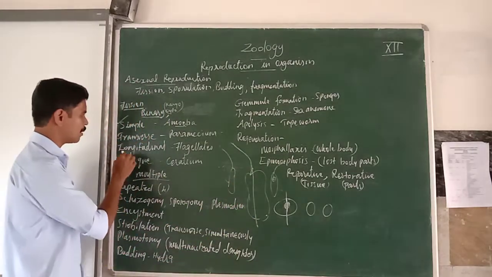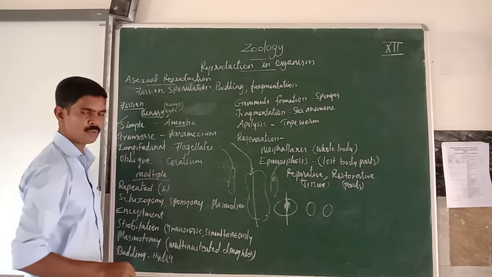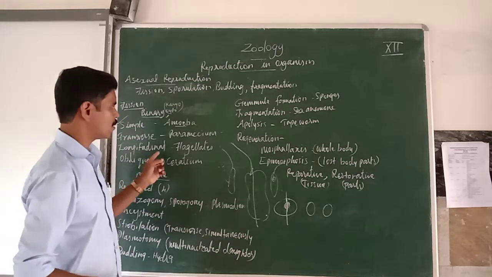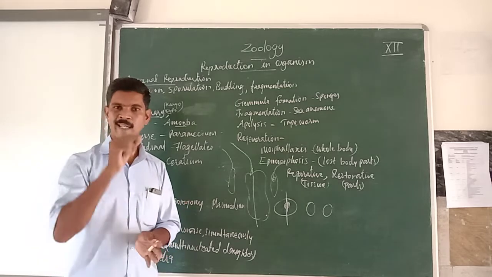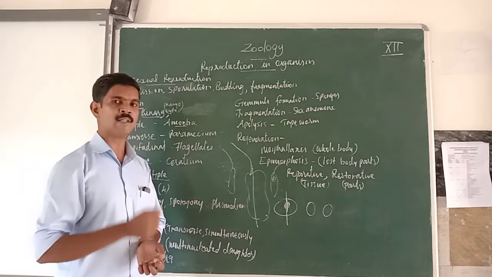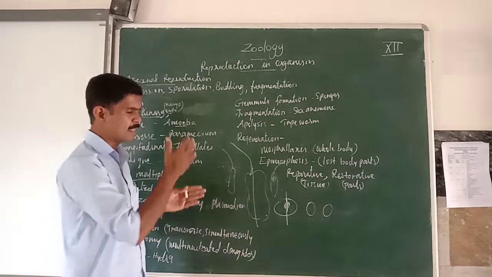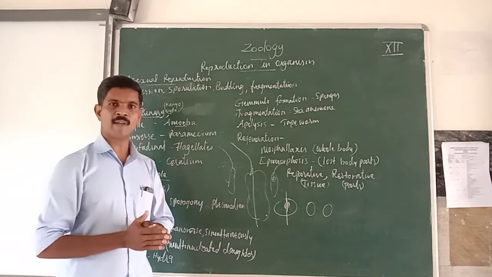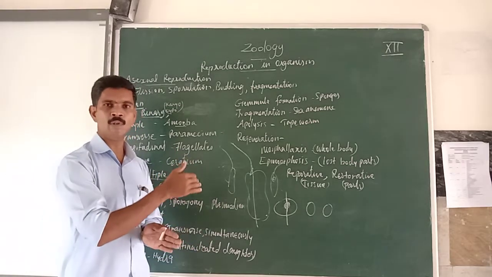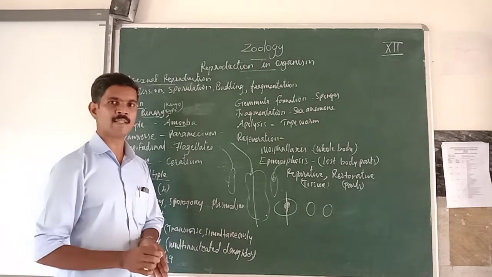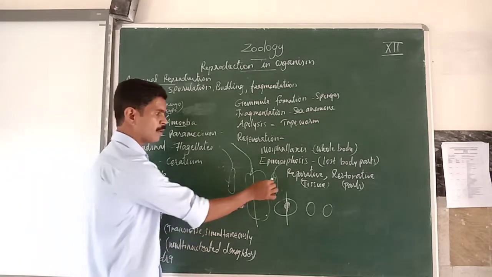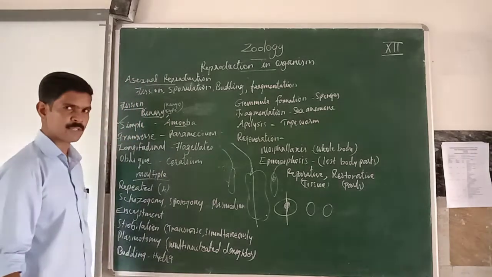So you have to remember one important point about longitudinal binary fission. Example, flagellates. In some organisms a single flagellum is there. When the division takes place, the original flagellum goes to one organism. The next organism gets a new flagellum, and this new flagellum develops from the basal granules.